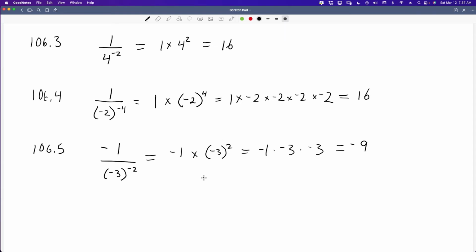So let's talk about what happens if our exponent is 0. I hope you've written all of these down for examples. If not, pause and do so. I'm moving on.